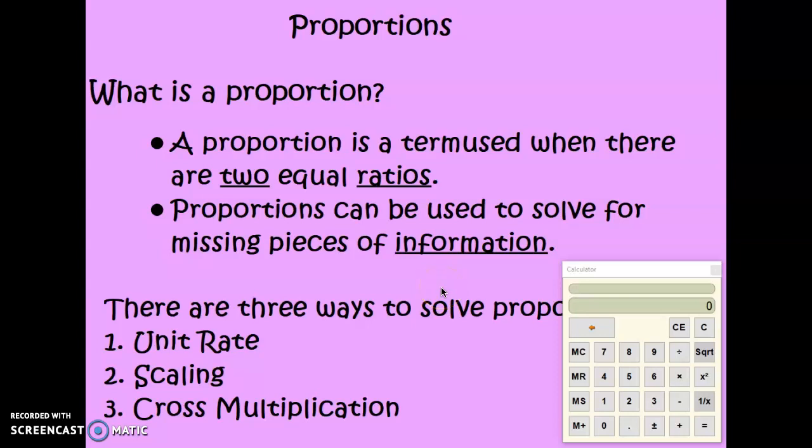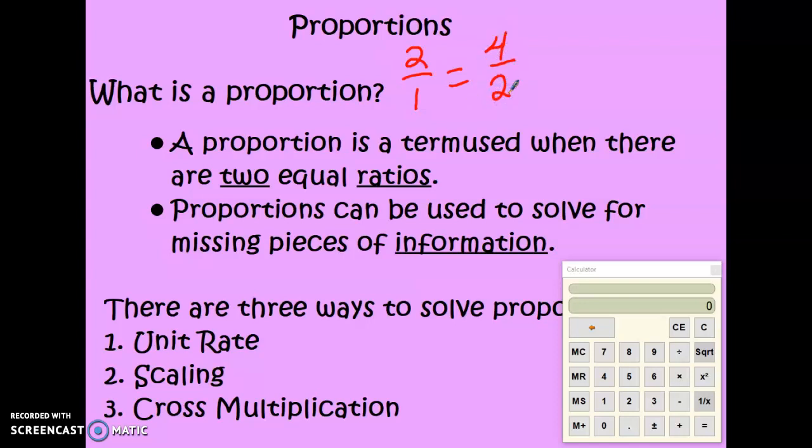Hey, good morning. Today we're going to do a quick review of proportions, and we're going to learn a little bit more about how to solve them a little bit differently than we've been doing. So first of all, what is a proportion? A proportion is a term used when there are two equal ratios. We've been doing this. Okay, so we might have the ratio 2 to 1, and of course we know that's going to be equal to 4 to 2.